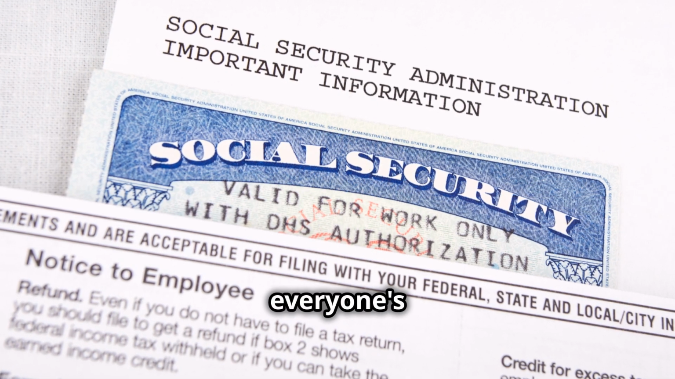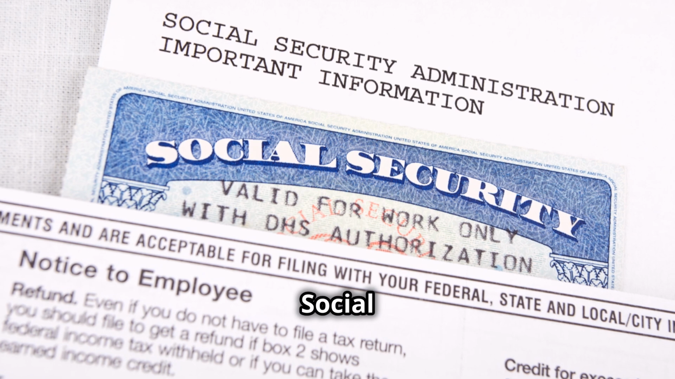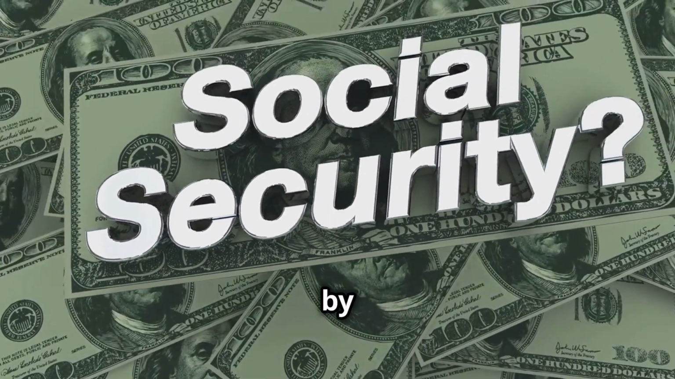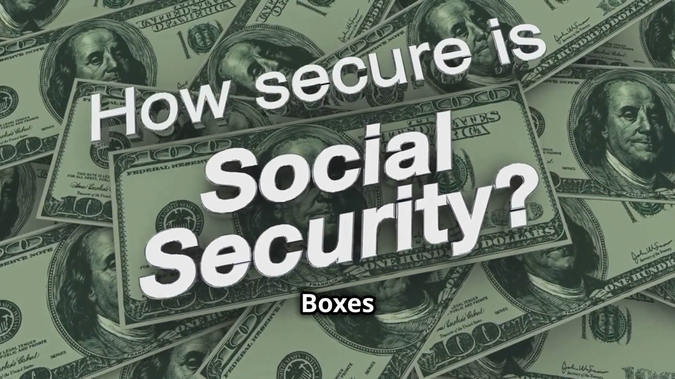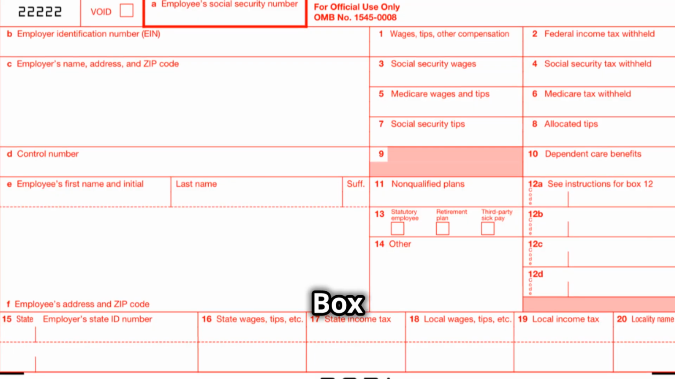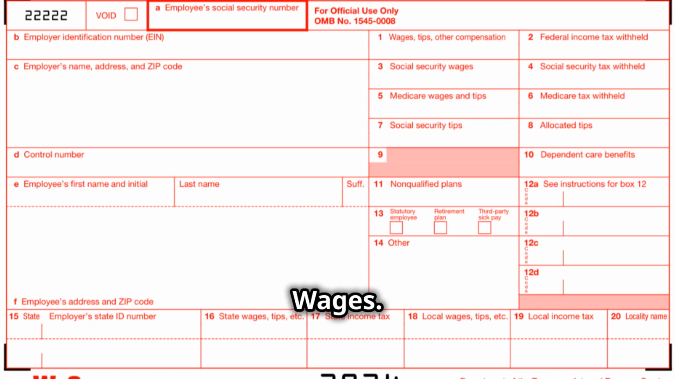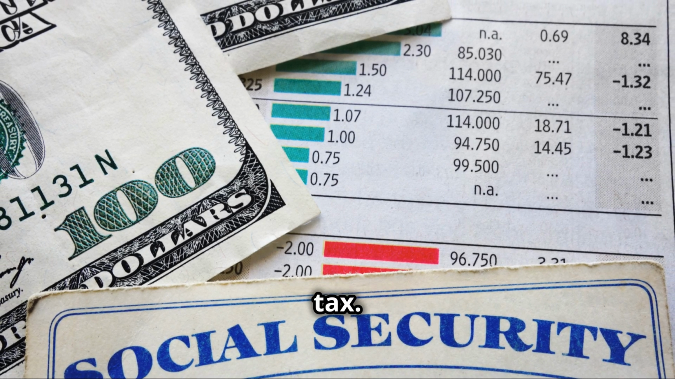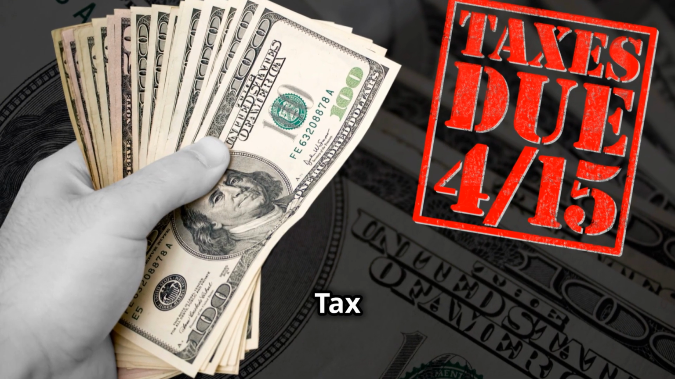Next up, everyone's favorite social programs, Social Security and Medicare. Love them or hate them, these programs are funded by your hard-earned cash, and boxes 3 through 6 tell the story. Box 3, Social Security wages. This shows how much of your income was subjected to Social Security tax.